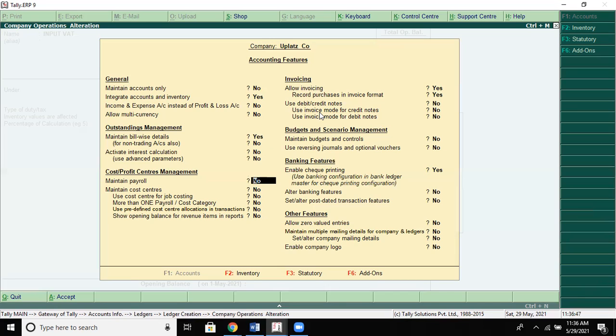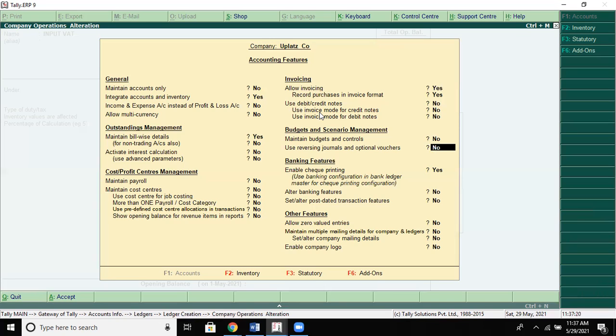Next, cost and profit. Related to cost and profits, maintain payroll, maintain cost centers, as of now we'll go with no. Next, invoicing, allow invoicing, record purchases in invoice format. Yes, whenever we are making purchases, it should record your quantity, discount rate, tax number, etc. So you need to maintain yes. Record purchases invoice format, yes. Use debit and credit notes. You want to use any debit credit? No. Use invoice mode for credit notes as of now no.